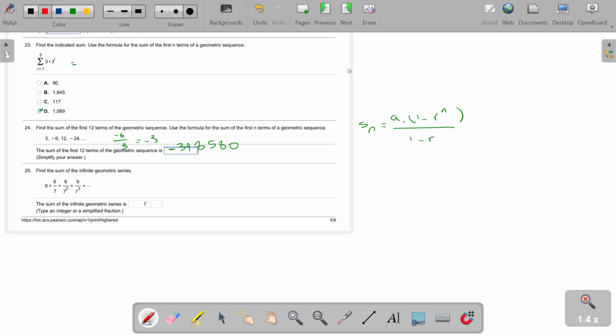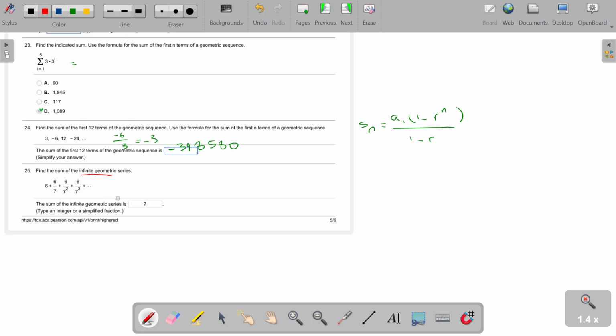Question number 25 is asking us to find the sum of the infinite geometric sequence series. Notice that for the previous question, we didn't have an infinite geometric series because we knew the number of terms, let's say 12 here. So we had a limited number of terms, but this time we have an infinite number of terms. So it's a different story this time.